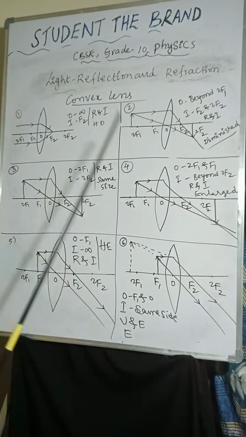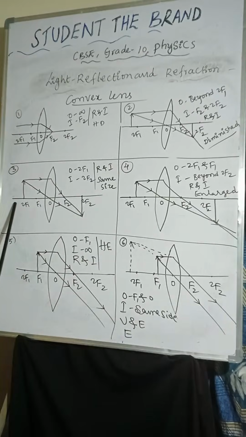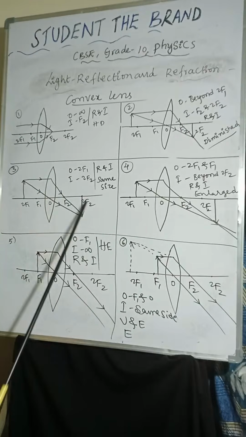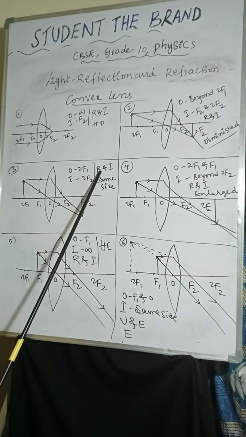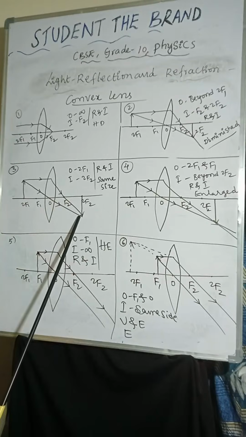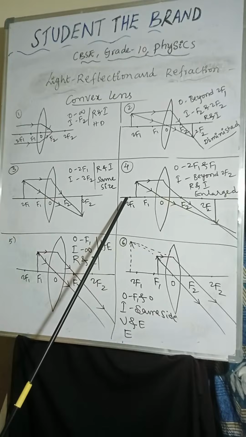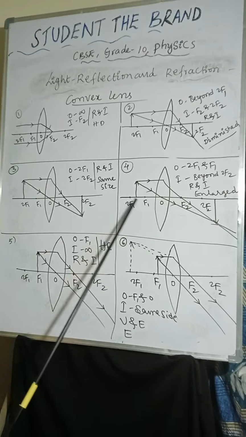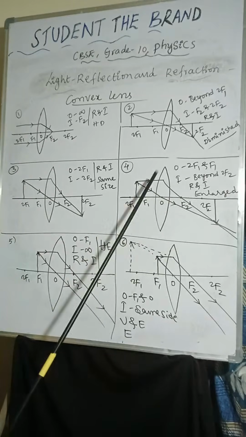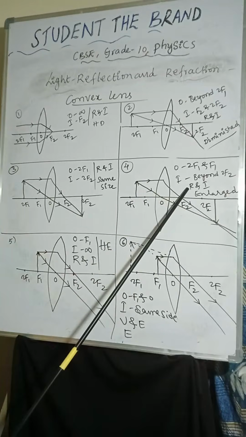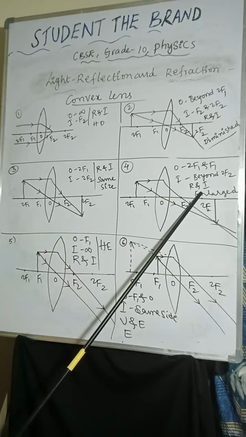And coming to the third one, object is placed at 2F1. Image is formed at 2F2. Nature of the image is real and inverted and size of the image is same size. And coming to the fourth one, object is placed between 2F1 and F1. Image is formed beyond 2F2. Nature of the image is real and inverted and size of the image is large.